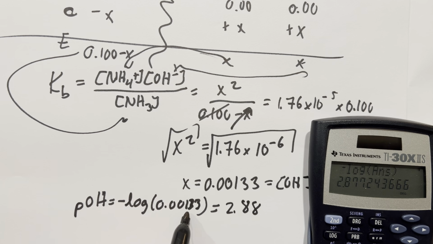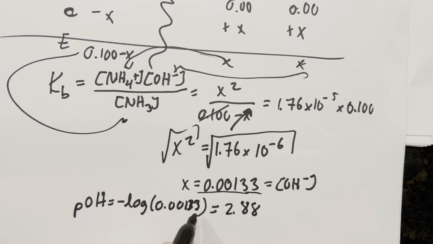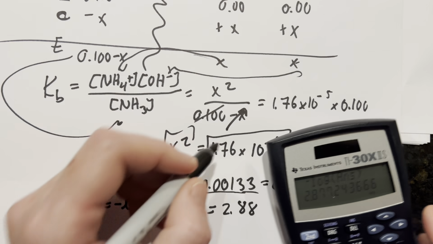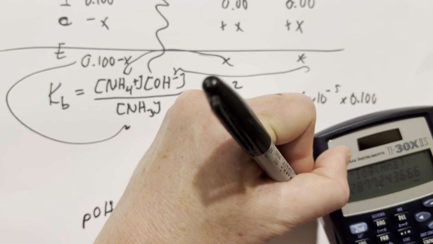We were keeping some extra sig figs here, by the way, that only technically had 3. This had 3. Just kidding. That has 3. That has 3. So it should be 2.88. I'm glad I'm catching this. 2.877.